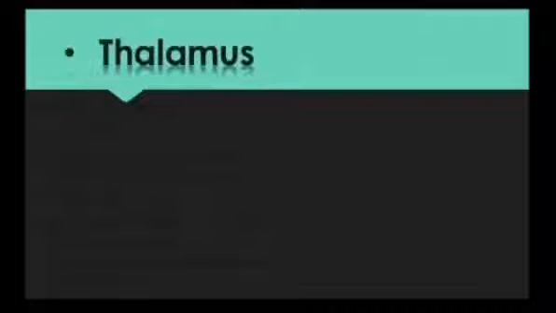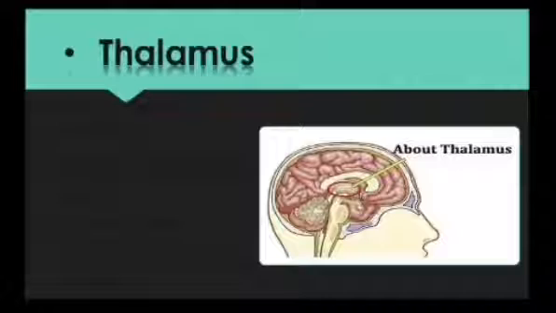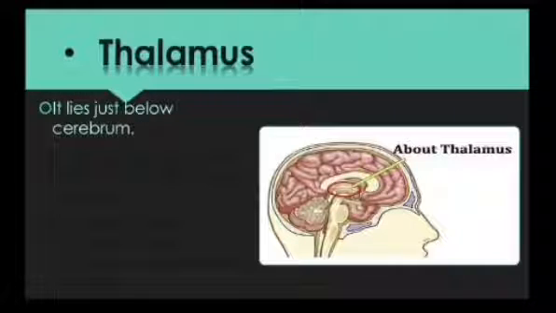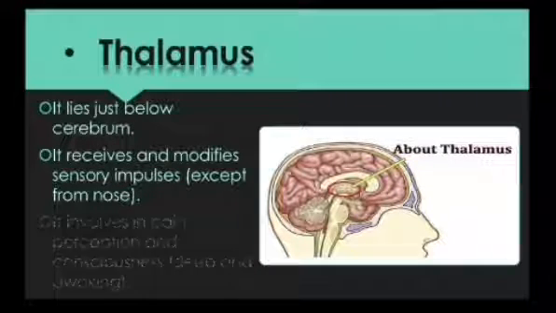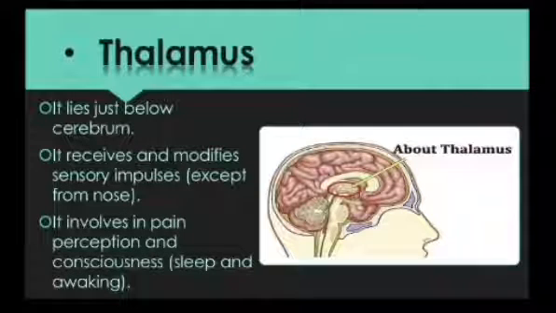The second part of the forebrain is the thalamus. It lies just below the cerebrum. It receives and modifies sensory impulses except from the nose. It is involved in pain perception and consciousness, like sleeping and awaking.